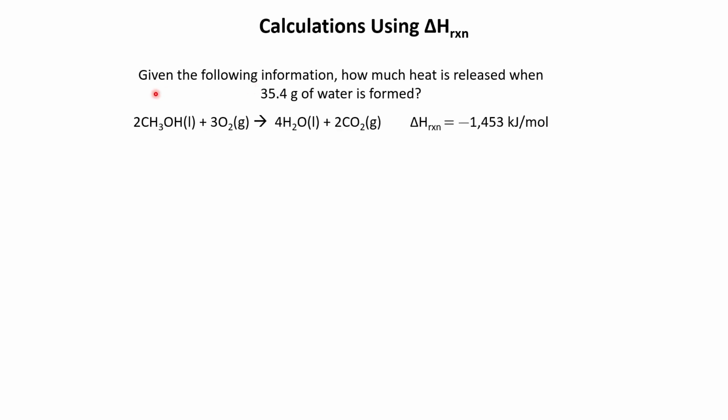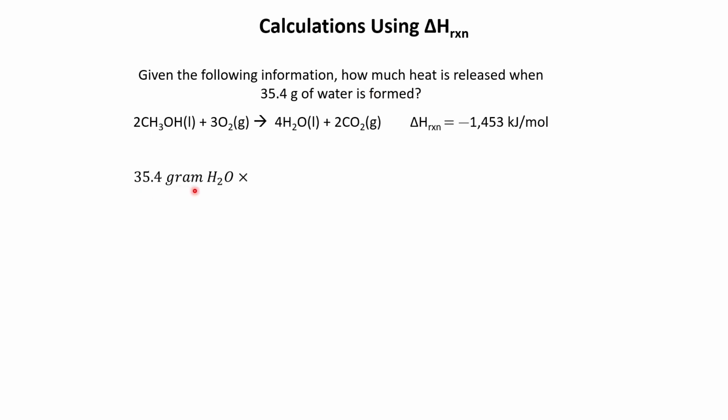Okay, so this problem reads, given the following information, how much heat is released when 35.4 grams of water is formed? We are given our balanced chemical equation again, and again, our heat of reaction here. Yes, this is the same equation that we just saw in the previous slide. But instead of having 1 mole of water, we are given the number of grams of water. So our first step is just going to be converting grams to moles.